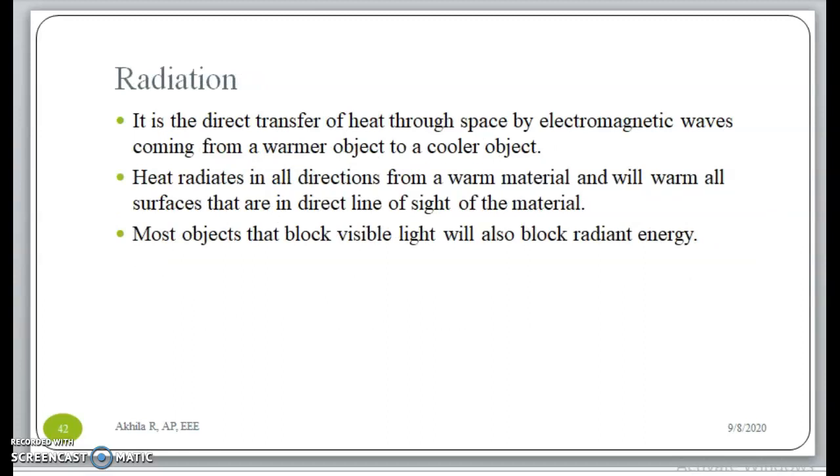And radiation is the direct transfer of heat through space by electromagnetic waves coming from a warmer object to a cooler object. Heat radiates in all directions from a warm material and will warm all surfaces that are in direct line of sight of the material. Most objects that block visible light will also block radiant energy.